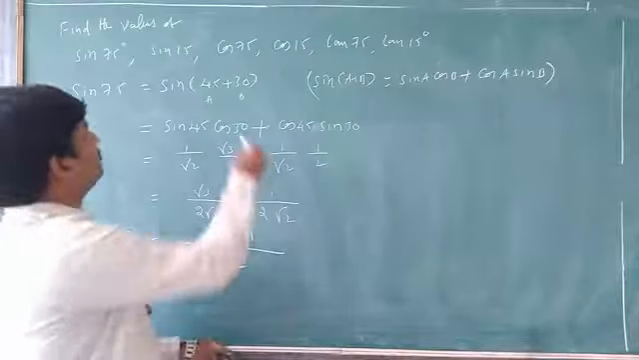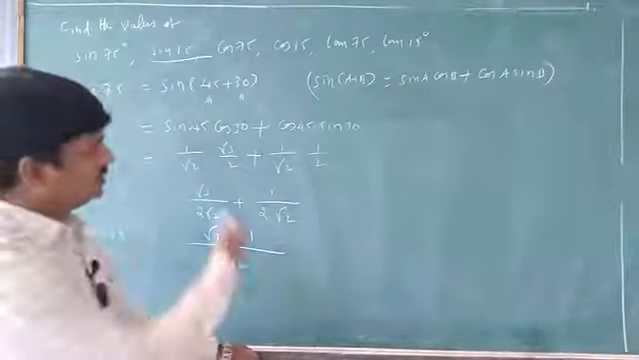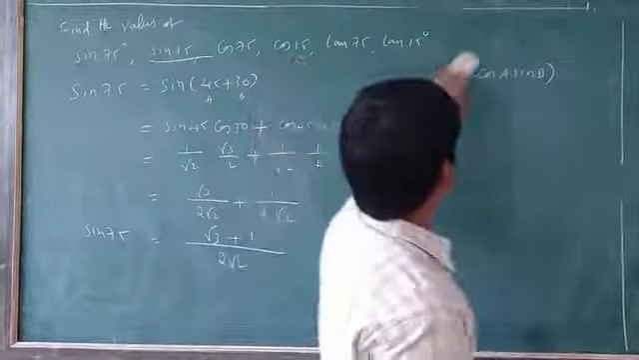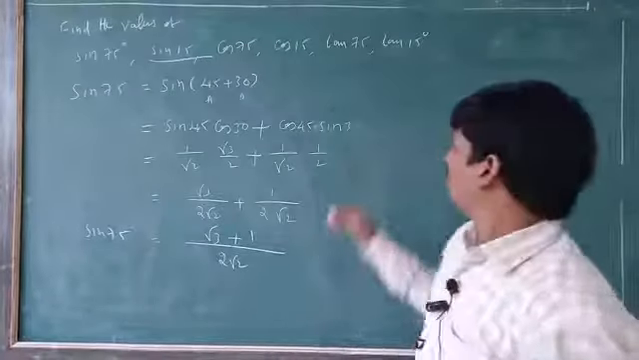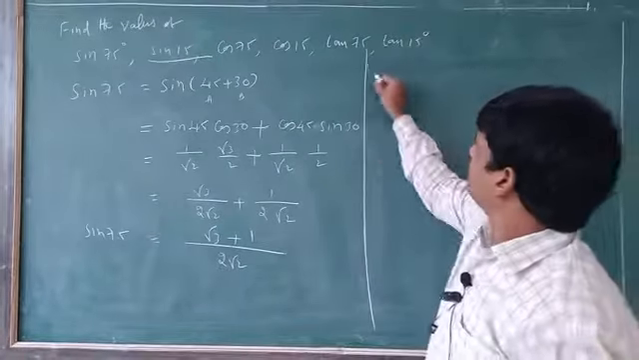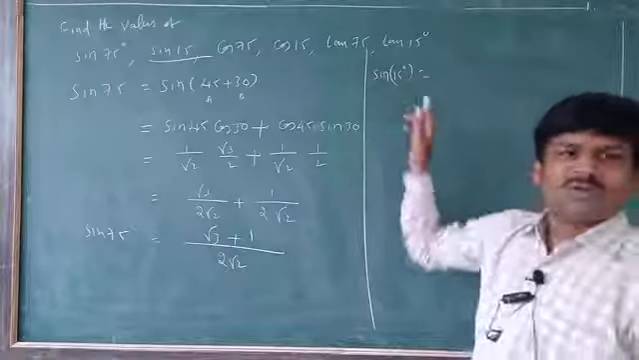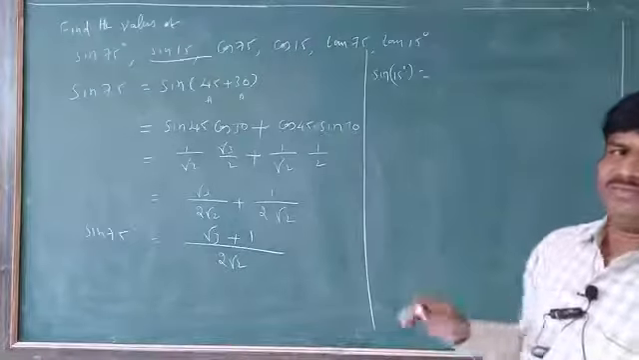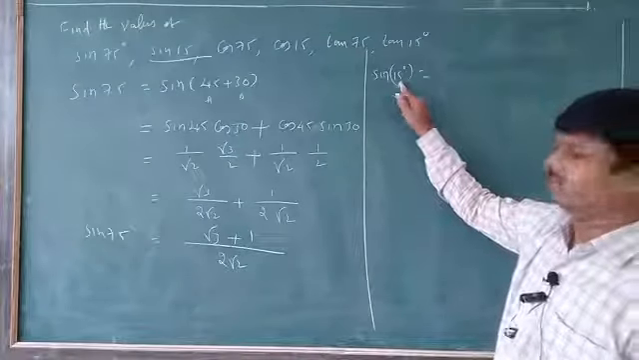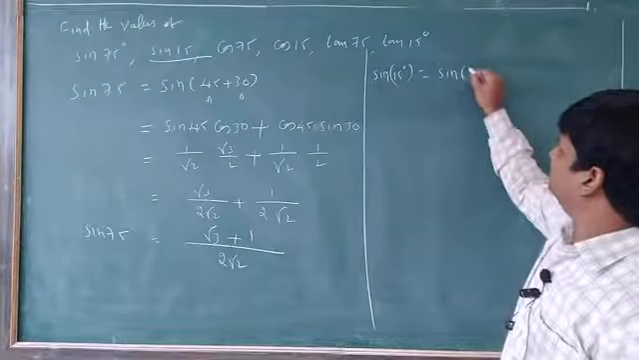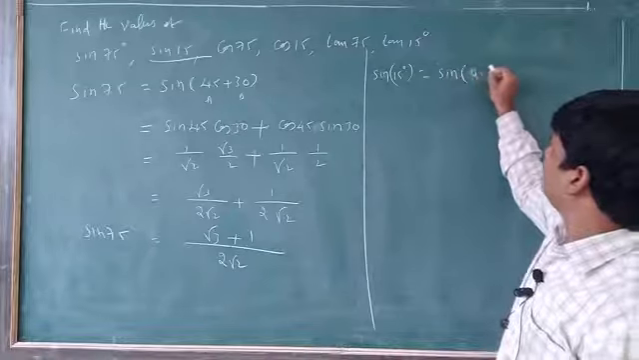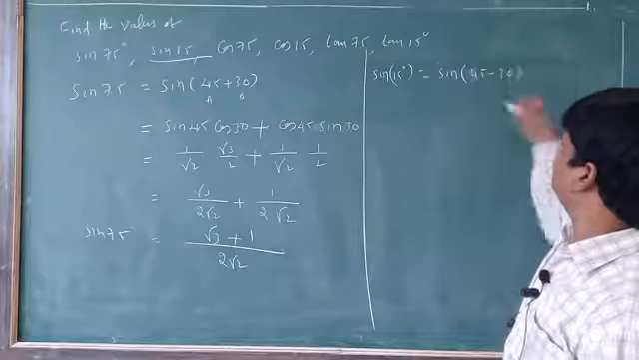Next, one more value is given: sin 15 degrees. This also we have to solve in the same manner. How can you write sin 15 degrees? I am going to write it as 45 degrees minus 30 degrees.